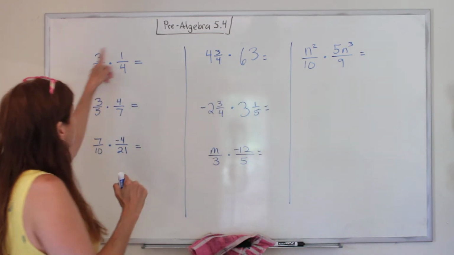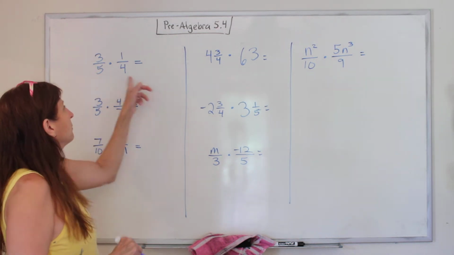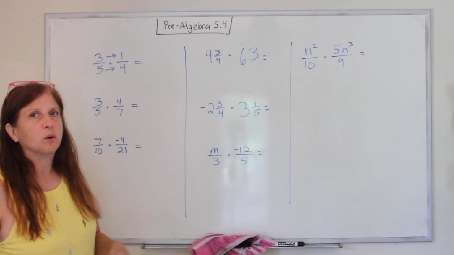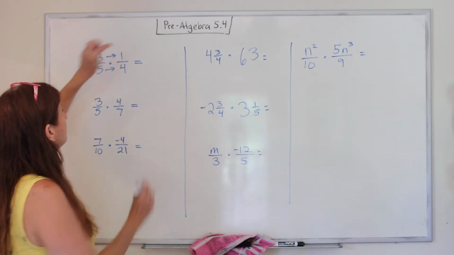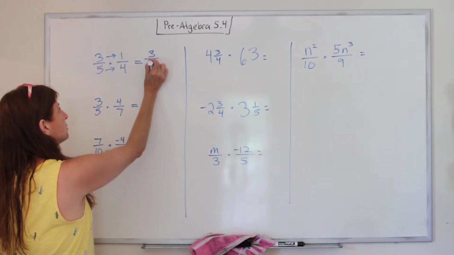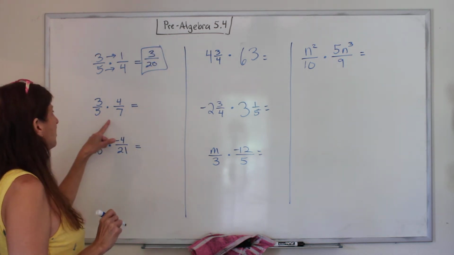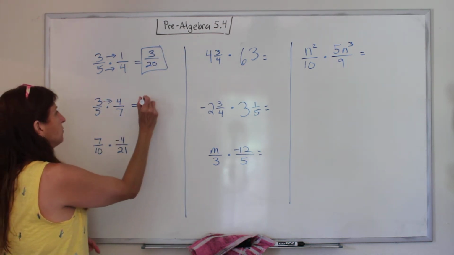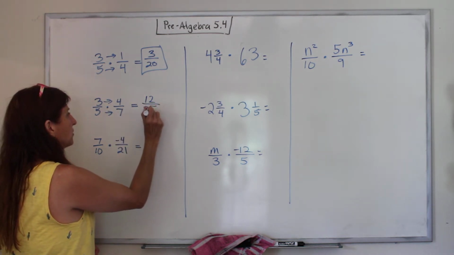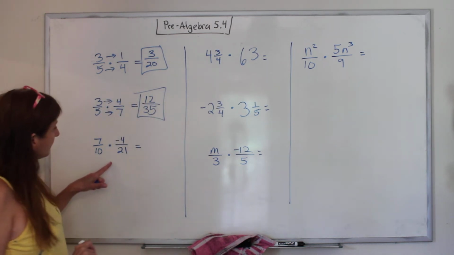Well, you just multiply the numerators, I almost didn't say that, and then multiply the denominators. When I was first learning this, I would draw little arrows to remind me of that. 3 times 1 is 3, 5 times 4 is 20. See, I told you it was easier. Let's try it again. 3 times 4 is 12, 5 times 7 is 35. Easy! Alright, how about this one?